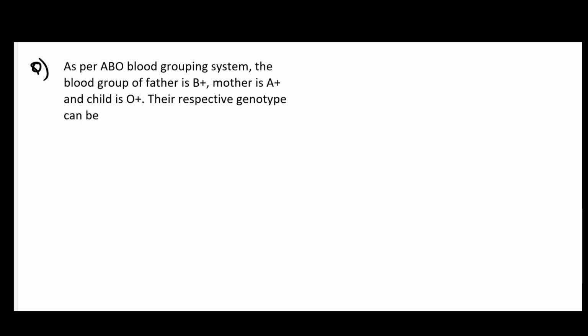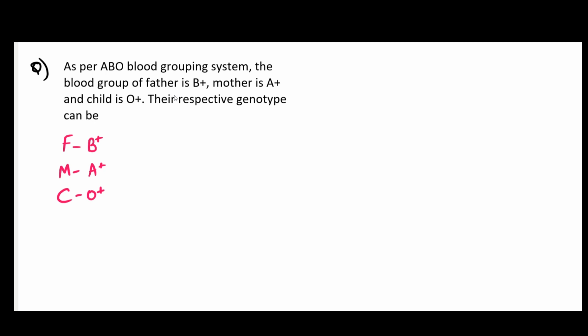Let us solve a question asked in the recent NEET 2024. Before solving the question, let's read it first. As per ABO blood grouping system, the blood group of father is B positive, mother is A positive, and child is O positive. Their respective genotype can be. So here in the question, they have given that father is B positive, mother is A positive, and child is O positive. We need to find the genotype of the father, mother, as well as the child.